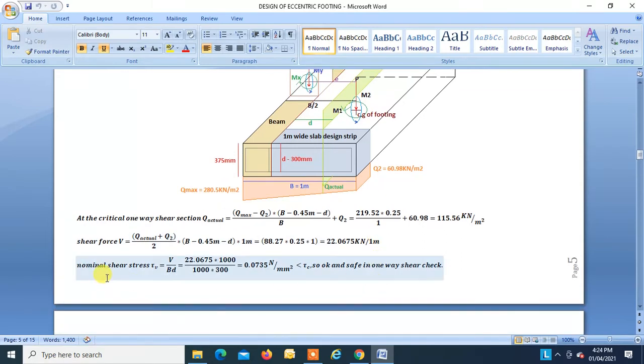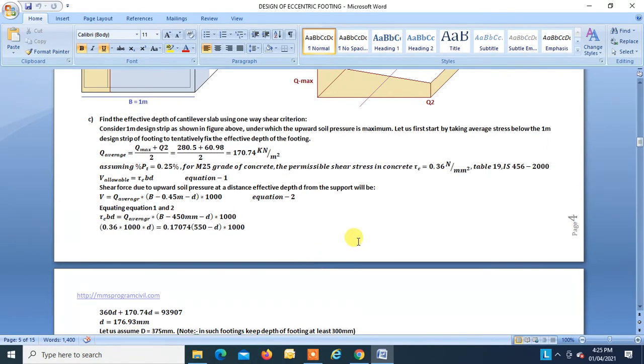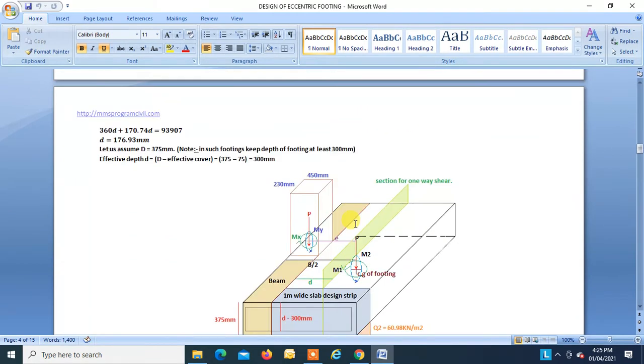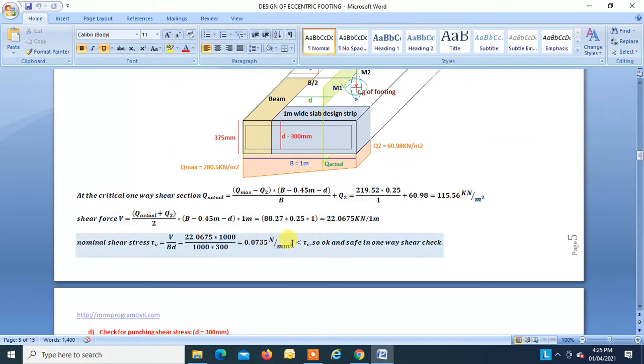Okay, now from this we have to find the nominal shear stress, tau V, that is equal to V divided by BD. B is 1000, that is a 1 meter strip. D is 300. V is 22.075 into 1000, so we get 0.0735 Newton per mm square as our nominal shear stress, and tau C which we have assumed is 0.36 Newton per mm square, right? So as tau V is less than tau C, the footing is safe in the one way shear check.